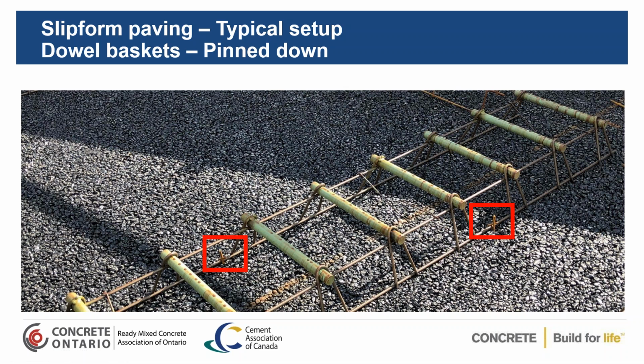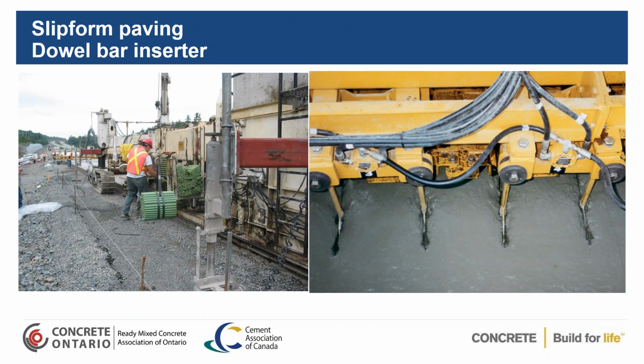What you're doing is you're making sure that this dowel basket, when the head of the paving machine comes over it with the concrete, is not going to displace those dowel baskets, lift them up, move them, change the orientation. They're going to stay in the same place so that the orientation of the dowels is going to be right.